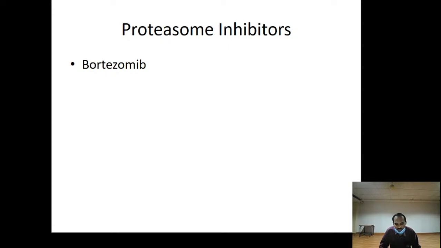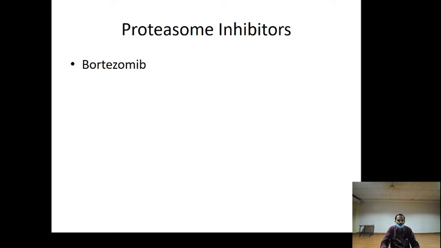Multiple myeloma is again a malignancy with very poor prognosis, and often it is missed early and people come late in the stage and very little can be done. So mortality rate is very high with multiple myeloma. And in multiple myeloma, the drug that we use is a proteasome inhibitor called bortezomib. Bortezomib is a boron containing compound, that is why it is bortezomib. It's a boron containing compound.